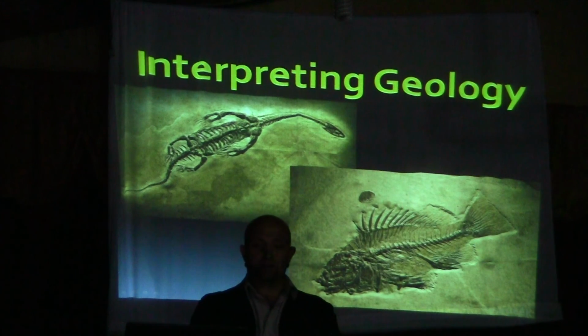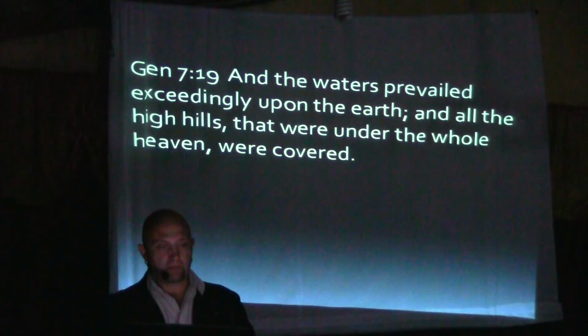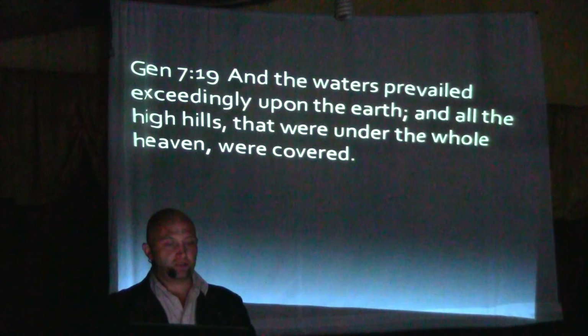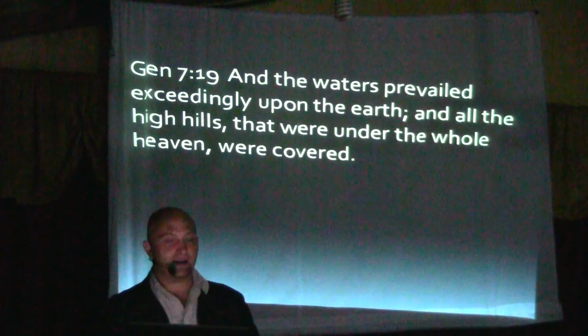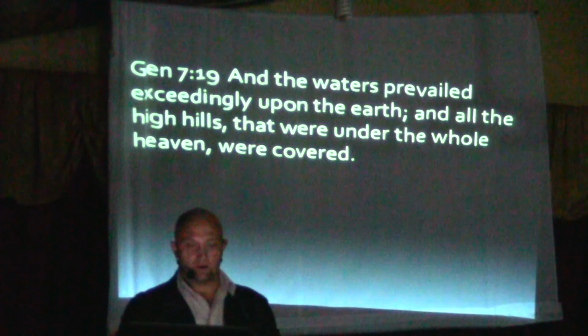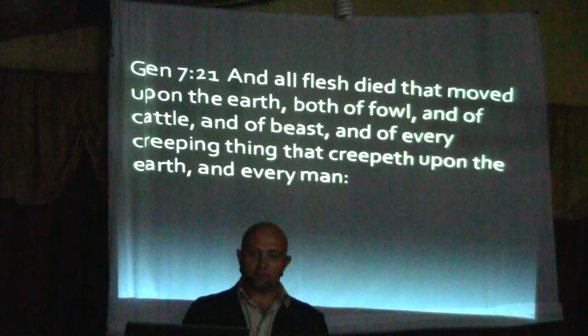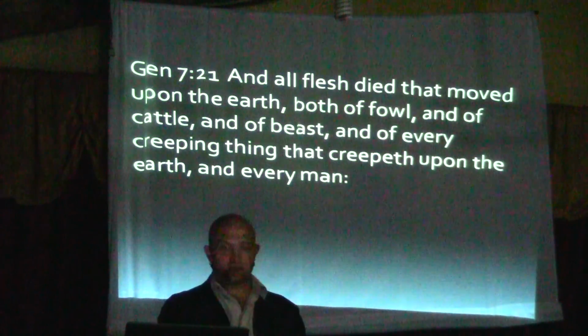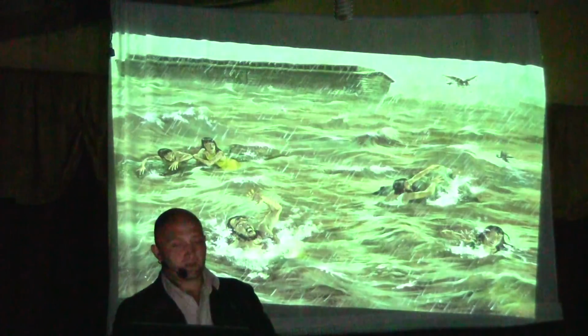Exactly. Now, when we interpret geology, we have to do it as biblical believers through the eyes of Genesis. And this is what we're going to link on into in the next talk. In closing, and the waters prevailed exceedingly upon the earth, Genesis 7, where it talks about the flood of Noah. And all the high hills that were under the whole heaven were covered, and all flesh died that moved upon the earth, both of fowl and of cattle and of beast and of every creeping thing that creepeth upon the earth, and every man.